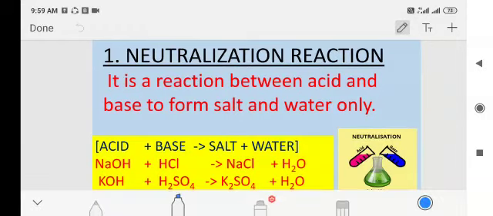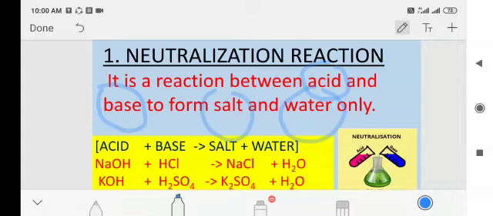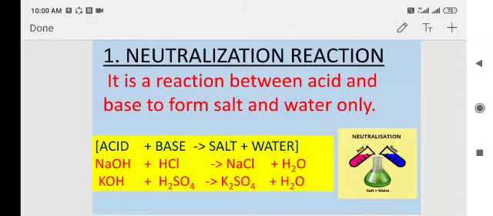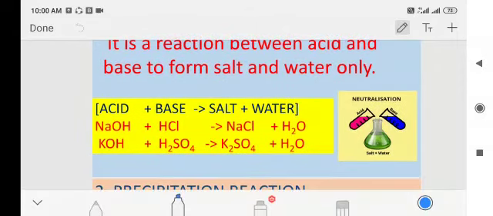In a neutralization reaction, an acid is reacting with a base to form salt and water. Very simple reaction. It's a reaction between an acid and a base to form salt and water. Just see this diagram which I have given on the right side. Here you will find very clearly an acid is combining with a base, and in the conical flask you are getting the products, salt and water.